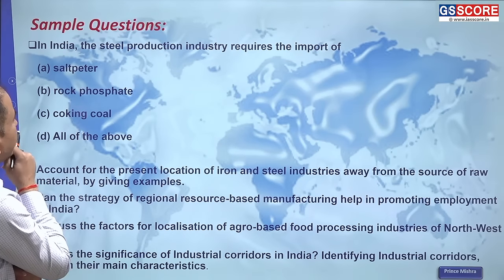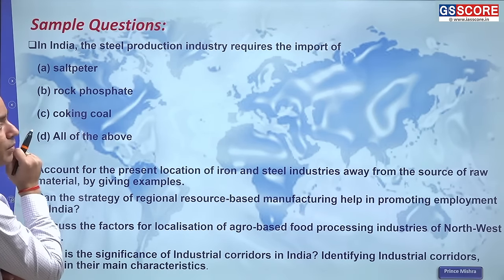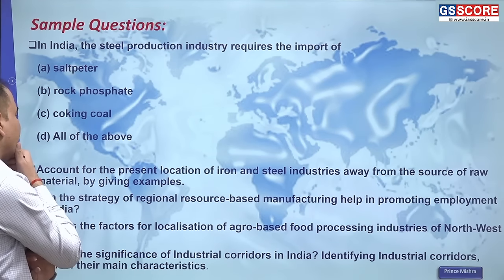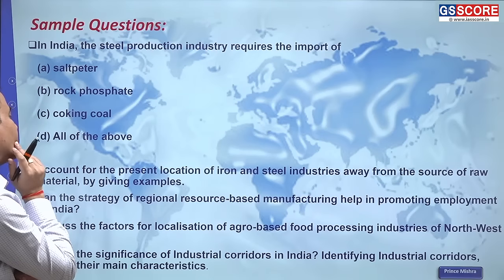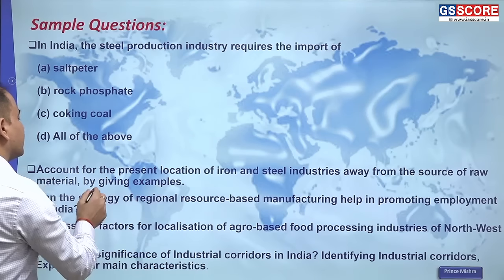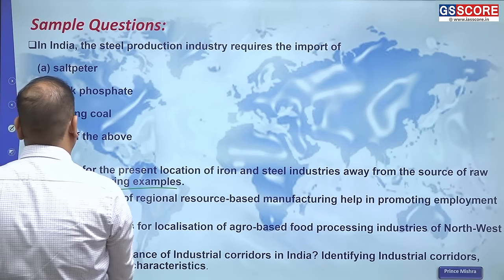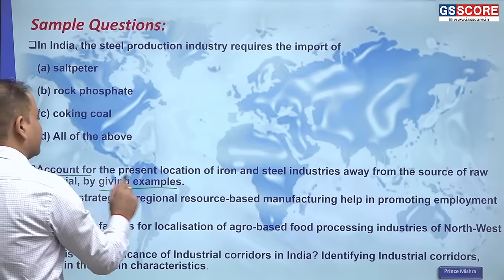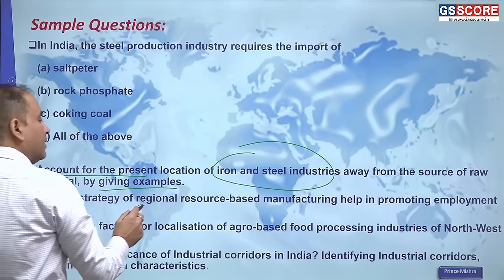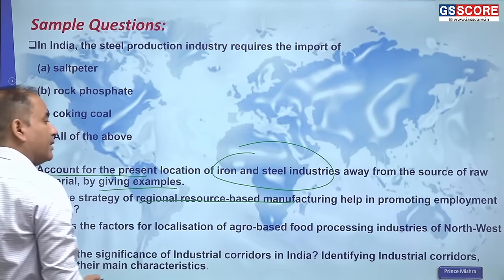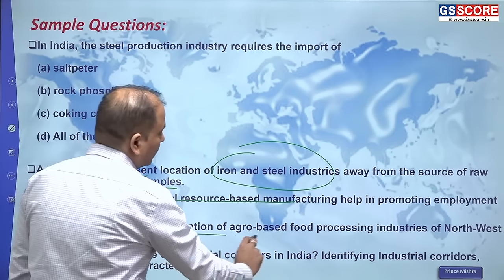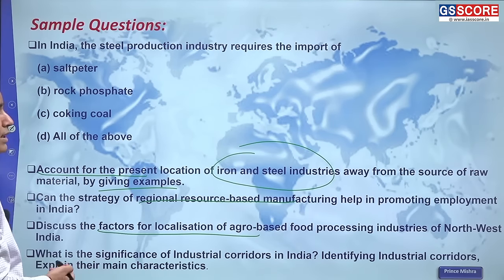Like in India, the steel production industry requires the import of, very important question, asked many times: account for the present location of the iron and steel industry away from the source of raw material by giving examples. So, location of the iron and steel industry. Can the strategy of regional resource based manufacturing help in promoting employment? Discuss the factors for localization of agro based food processing industries.